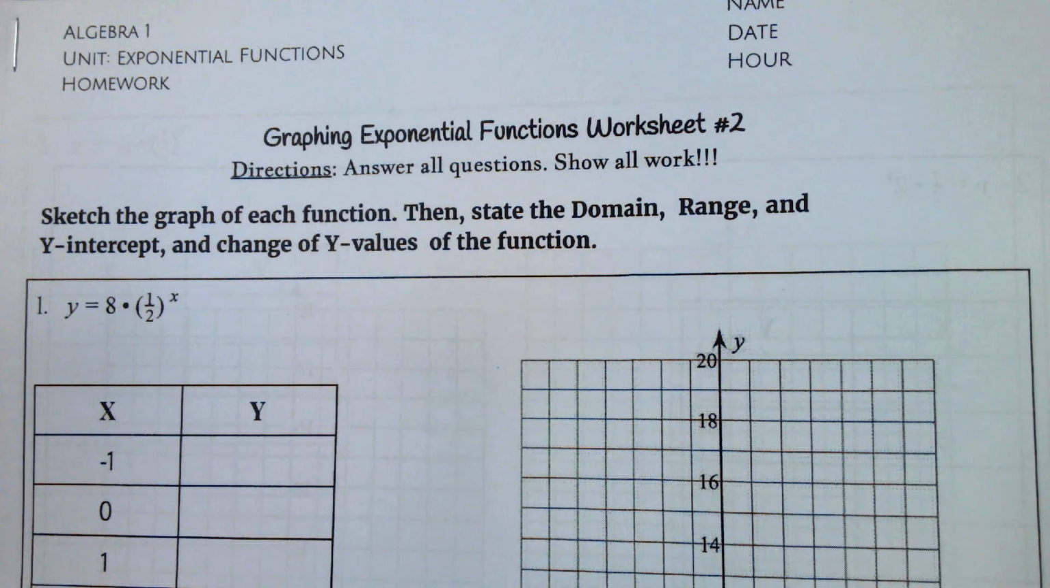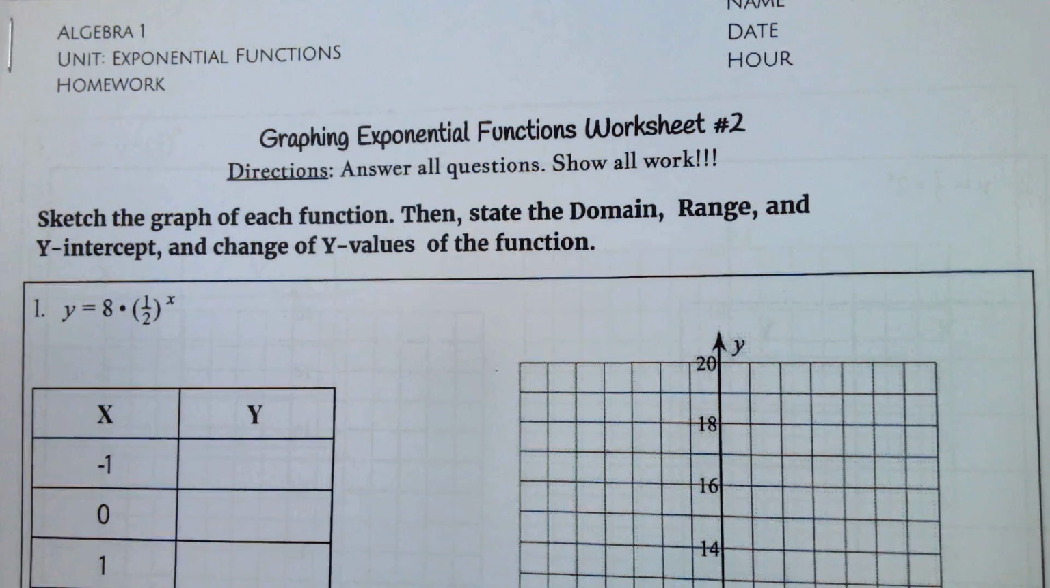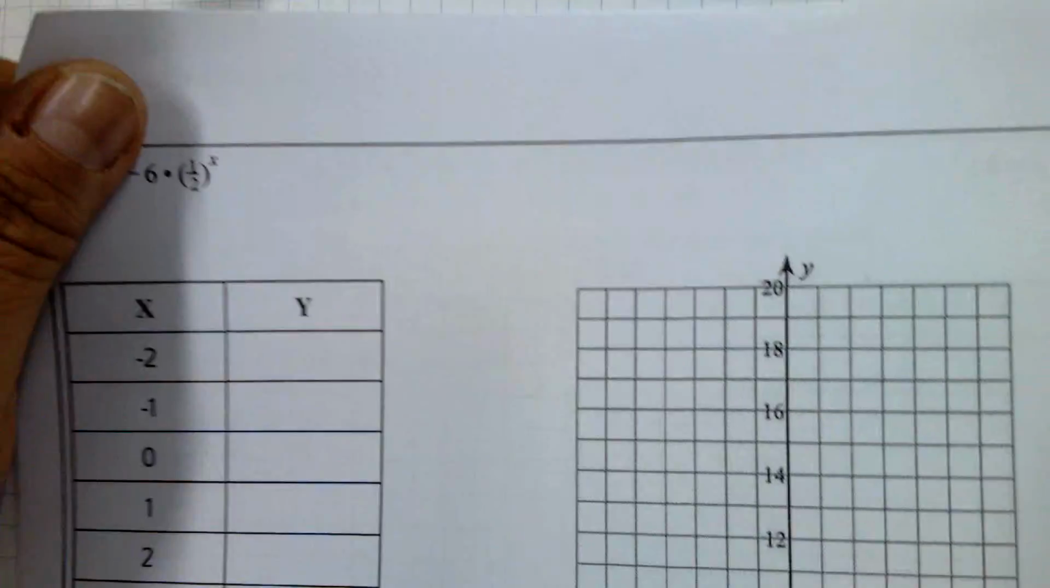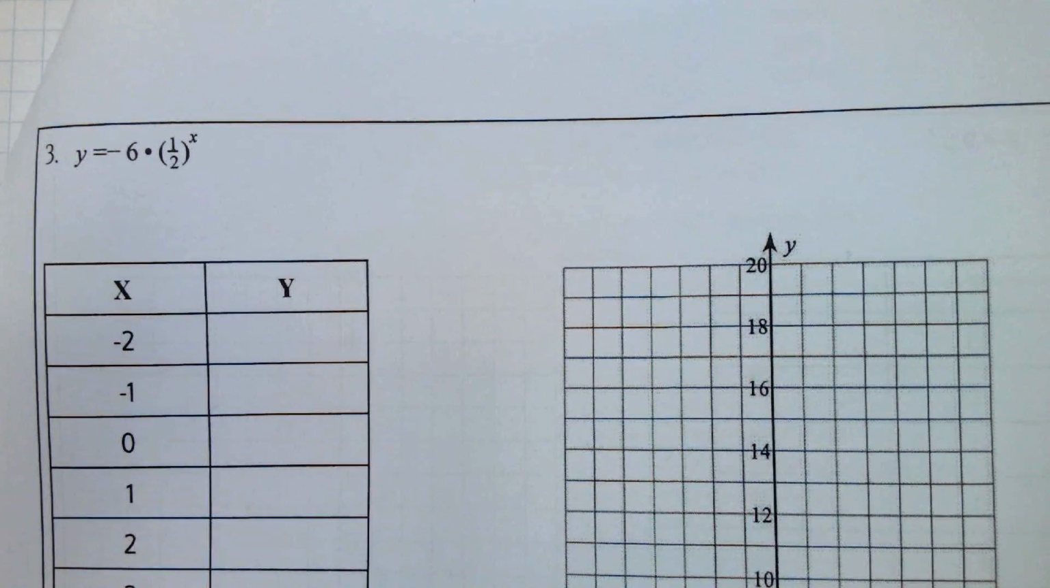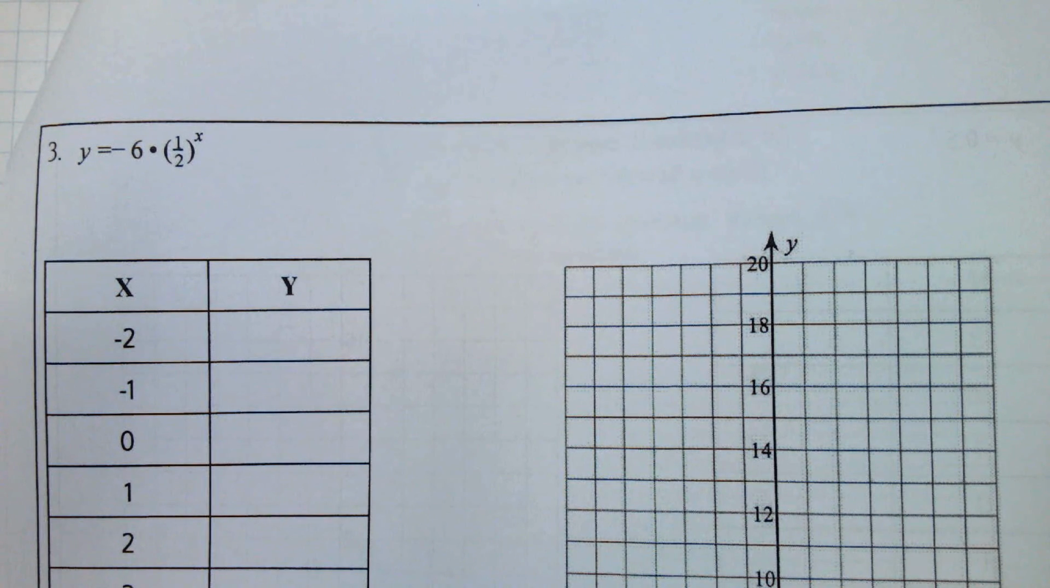So we're graphing exponential functions day 2. Before we do, let's go to number 3. Everybody go to number 3. And there's one issue with the equation on number 3. Okay. So equation number 3 is y equals -6 times 1/2 to the x power.